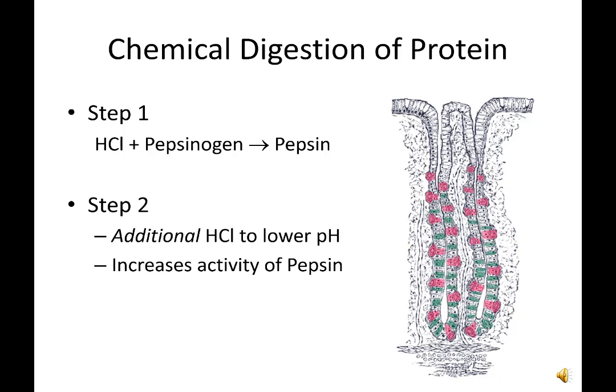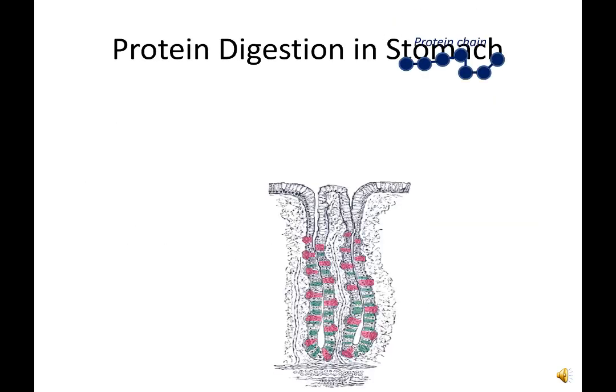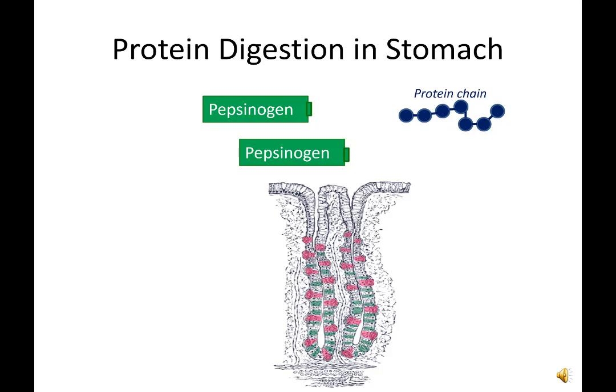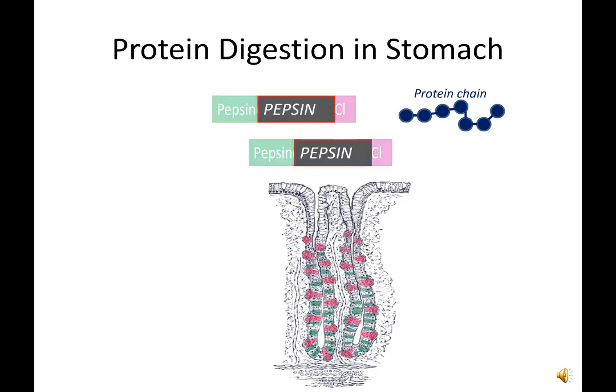When we digest proteins, it's a two-step process. A protein arrives into the stomach. A signal sends out pepsinogen from the chief cells. Then we tell our parietal cells to secrete hydrochloric acid. That converts pepsinogen into pepsin. Additional hydrochloric acid gets released, which will drop our pH to about 2 to 3. So it becomes very acidic, and now pepsin becomes activated.